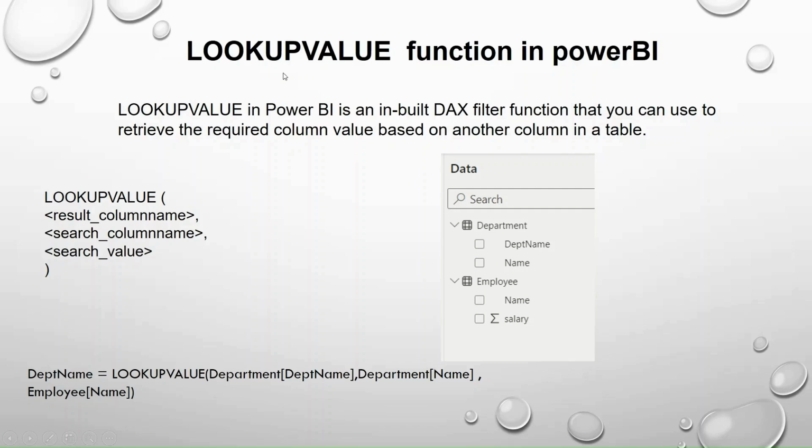What is the lookup value function in Power BI? Lookup value in Power BI is an inbuilt DAX filter function that you can use to retrieve the required column value based on another column in a table.